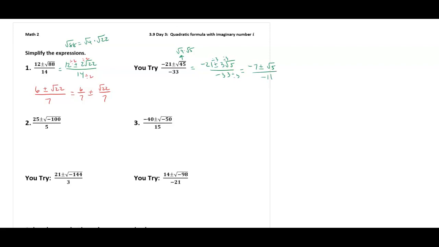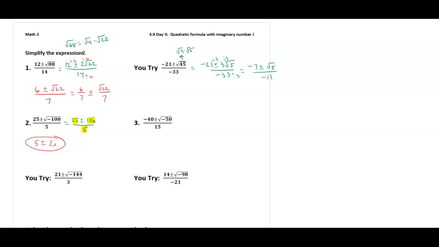So the next one. Now we see that we have the square root of a negative. So this is where it's kind of important. So here we're going to do 25 plus or minus the square root of negative 100, which is going to be 10i, all divided by 5. Since all three of these terms are divisible by 5, we divide everything by 5, and that's going to give me 5 plus or minus 2i, and I am done.